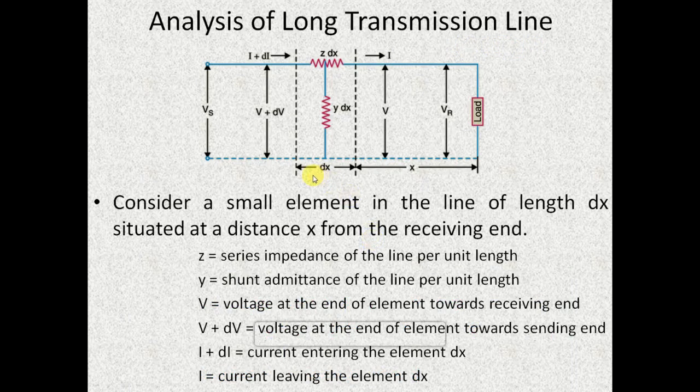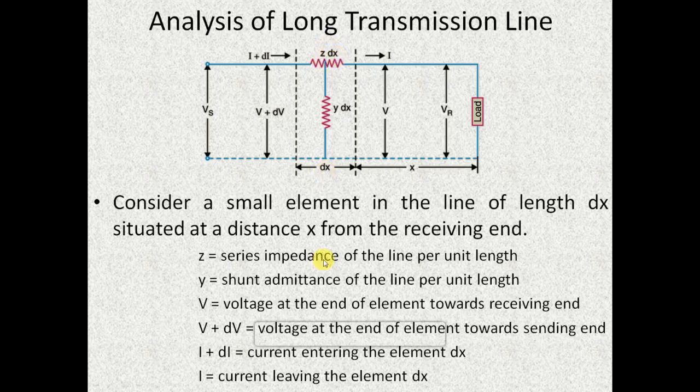For analysis purpose, we have considered a small element of length dx at a distance x meters from the receiving end. The notations used are given here. Z is indicating the series impedance of line per unit length. You will be able to see it very clearly. The series impedance is actually formed by resistance and inductive reactance. Since the small element which is considered here is of length dx, the series impedance of this particular element can be given by multiplying Z with dx.